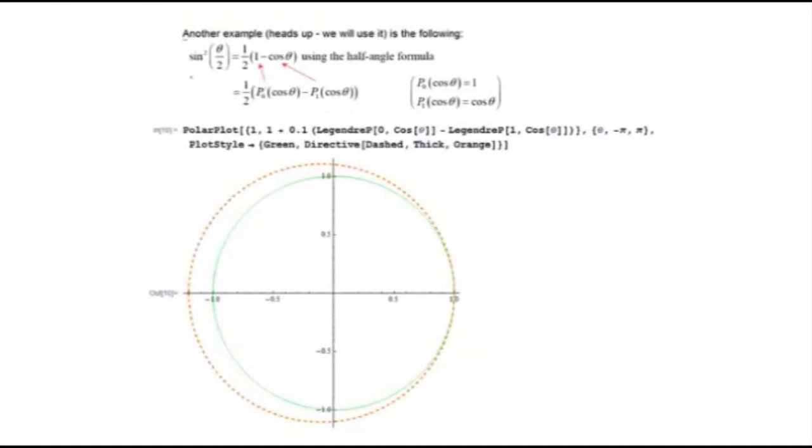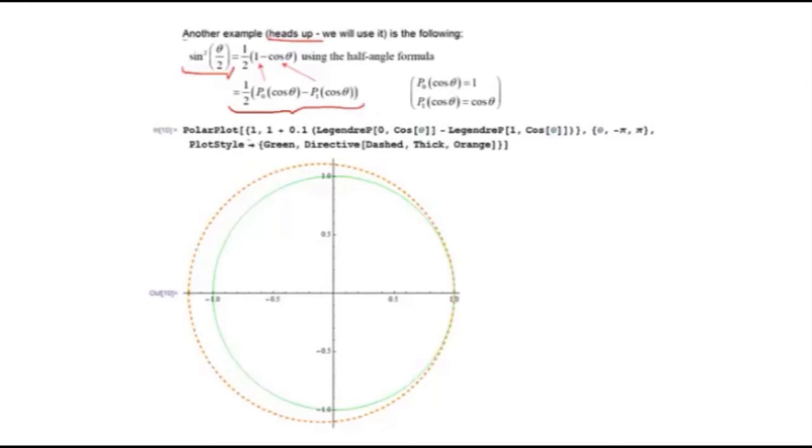Another example, and I say pay attention because this equation right here is the sine squared equation in terms of cosine. So this is the half angle formula. But if you look at this, this is P0, the 1. This is P1, cosine theta. So we can represent this sine squared function as equal to this combination of Legendre polynomials. And here again is how those are defined.